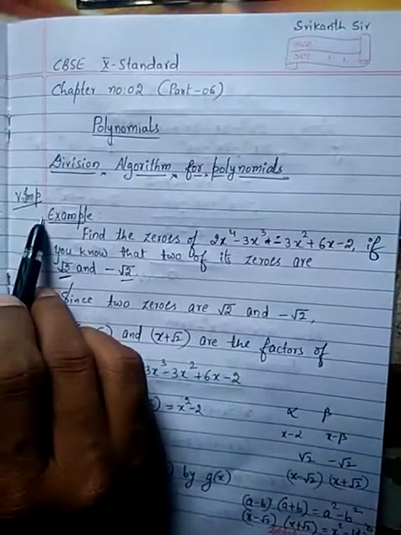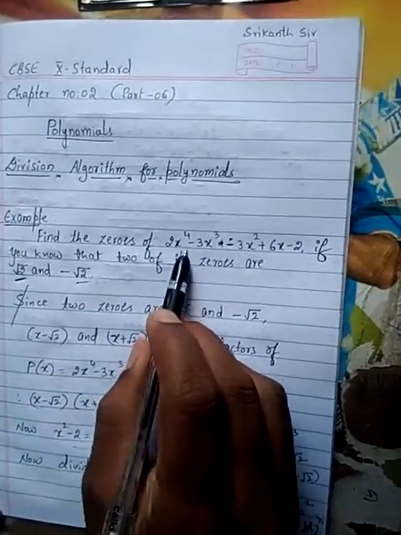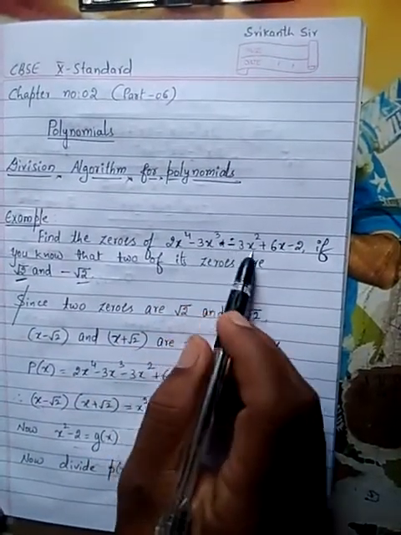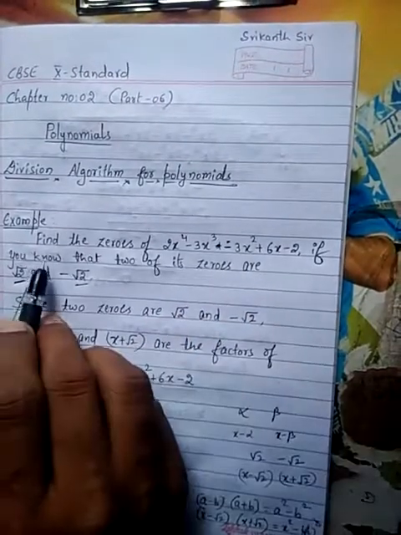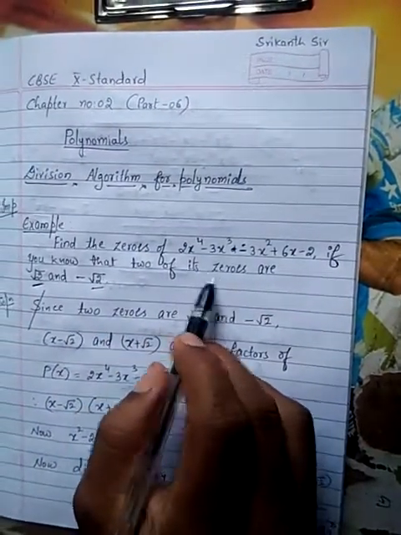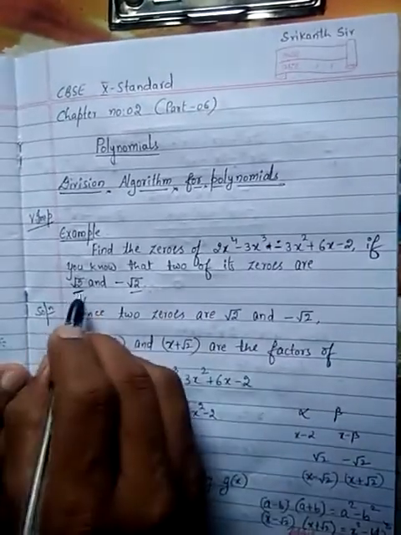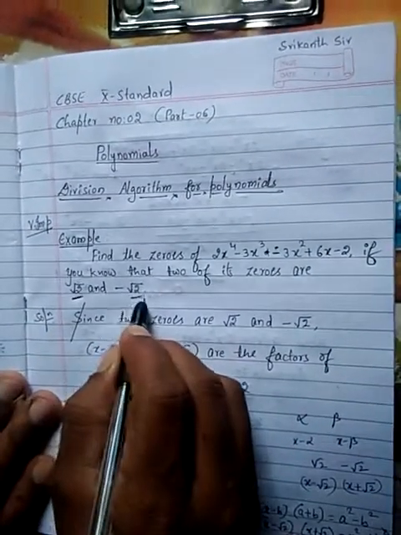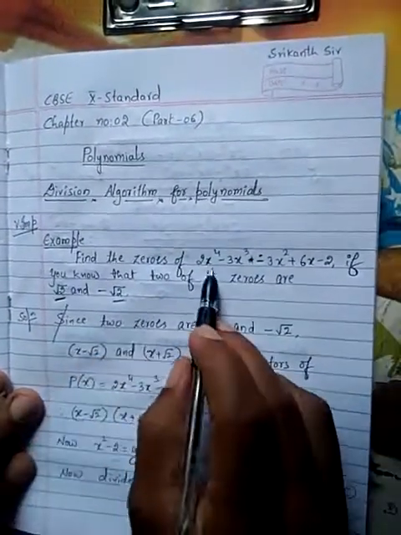Here a very important example: find the zeros of 2x^4 - 3x^3 - 3x^2 + 6x - 2 if you know that two of its zeros are root 2 and minus root 2. What is given here? Root 2 and minus root 2 are the two zeros, and this is p(x).